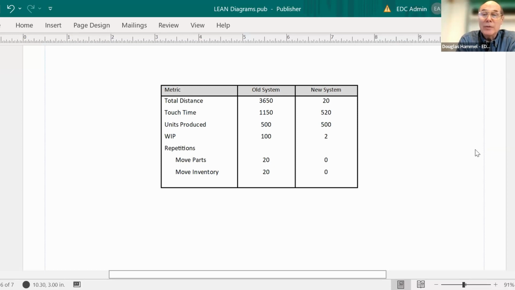The work in process went from 100 things sitting around or in process to 2. And the repetitions for moving parts went from 20 to 0, no repetitions, it was done once. And the moving of inventory went from 20 moves down to 0. Now, this actually represented a 400% increase in productivity.